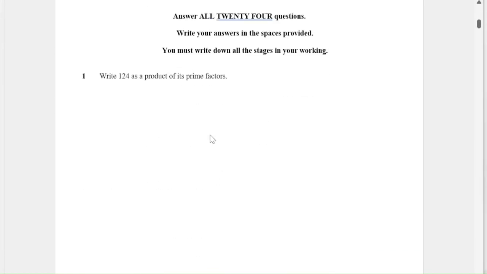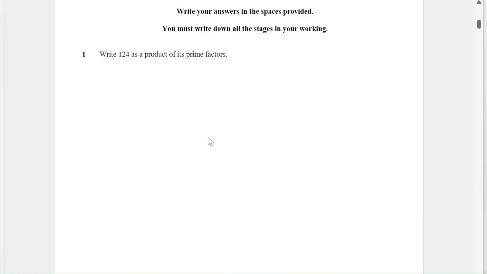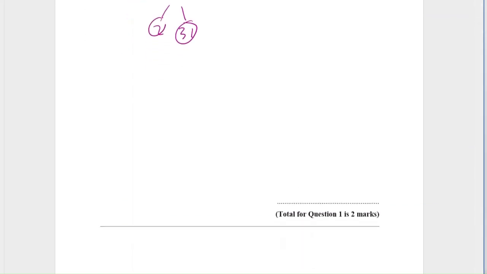Okay then, so question 1, write 124 as a product of its prime factors. So I will always break this down with the factor tree, and I always take off the lowest prime number, so 2 in this case. So that's going to be 2 and 62, which is going to be 2 and 31. So I've got my prime factors. So that's not quite it though, I need to write it as a product of its prime factors, so 2 times 2 times 31.